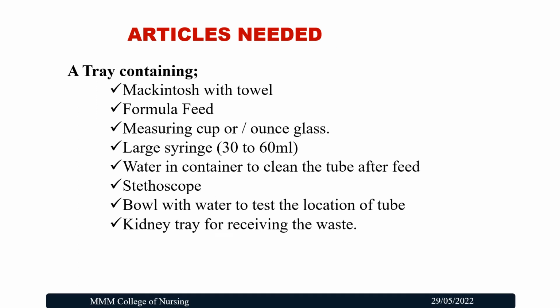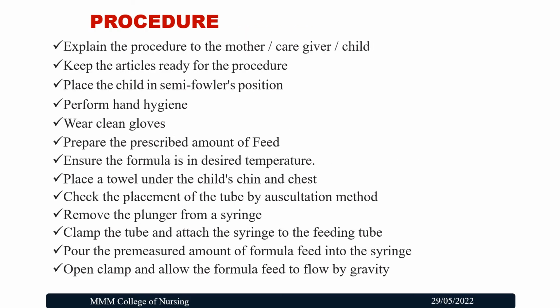Next, we can see the articles needed for the procedure. A tray containing a Mackintosh with towel, formula feed, measuring cup or ounce glass to measure the feed, a large syringe, and water in a container to clean the tube after feed, a stethoscope to test the location of the tube, and also a bowl with water to test the location, and a kidney tray for receiving the waste. Moving on to the procedure.